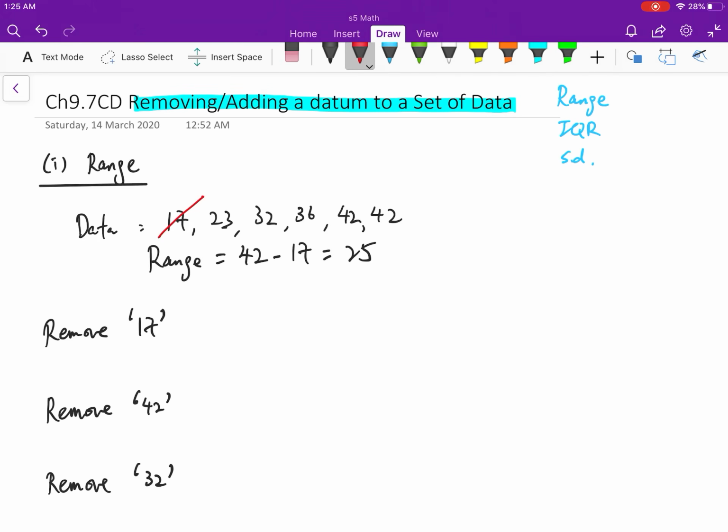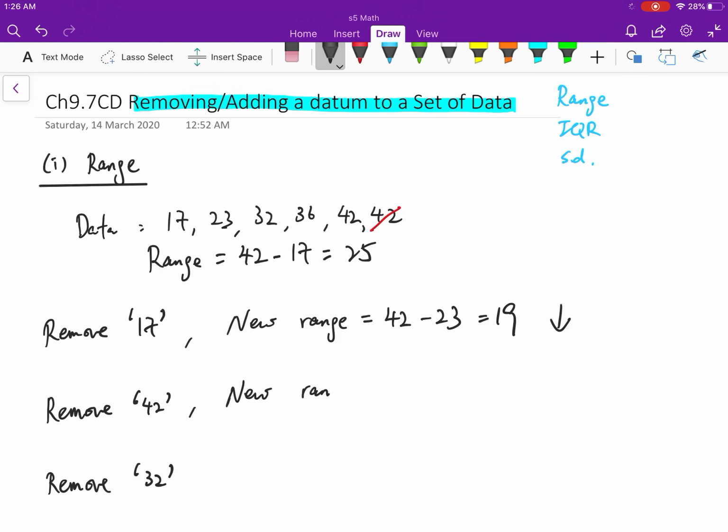So now, in case 1, if we try to remove 17, which is the smallest value, then what will happen? Then you can see the new range will become 42 minus 23, and you get 19. So it is decreased compared with the original range. So now we go to the second case.